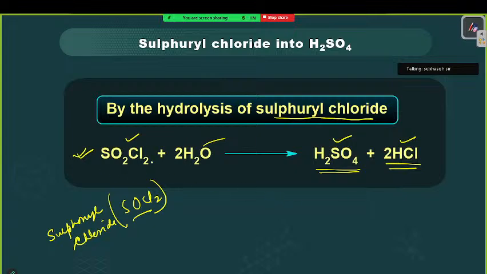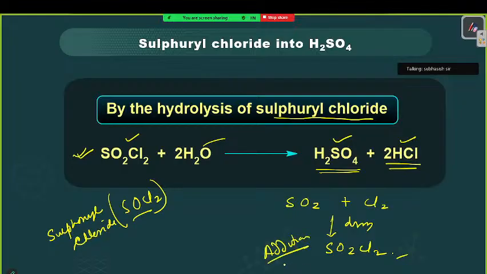Now, what is actually sulfuryl chloride? Sulfuryl chloride is an addition compound. Sulfur dioxide is a compound, Cl2 is a compound. When they react with each other in dry condition, they produce SO2Cl2. This type of compound is known as an addition compound. But SOCl2 is not like that. SOCl2 is not an addition compound.